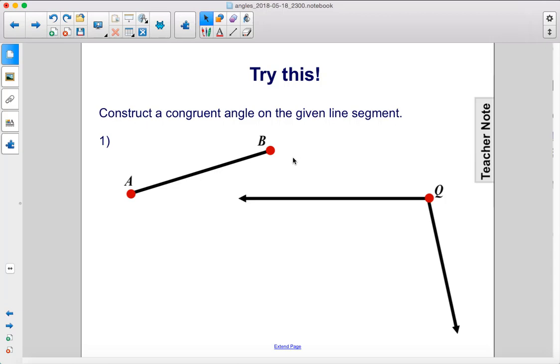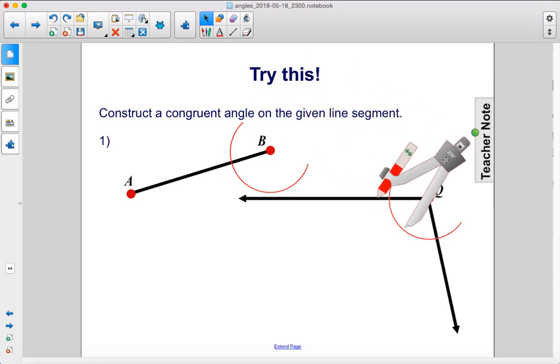Try this. Construct a congruent angle on the given line segment. All right, so let's go get our compass. Here's our compass. We put it right on the vertex of the angle we want to use as our original angle. Move that over there. And now we just need to construct an arc like this. Now without moving the compass span, we'll move this over here to angle B, and I'm going to draw another arc just like that.